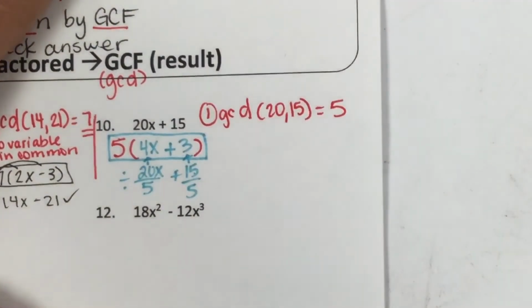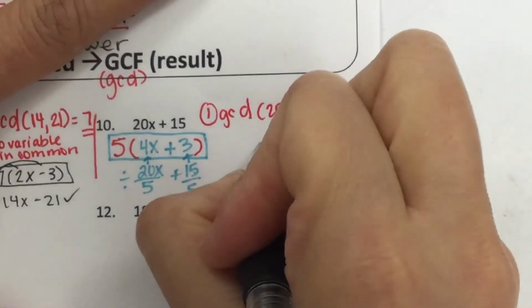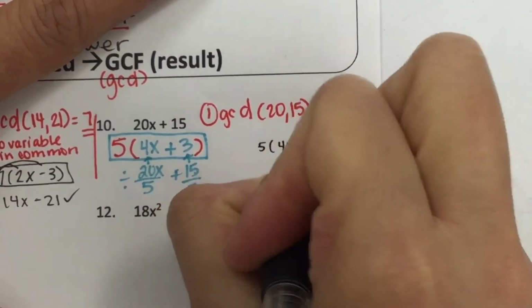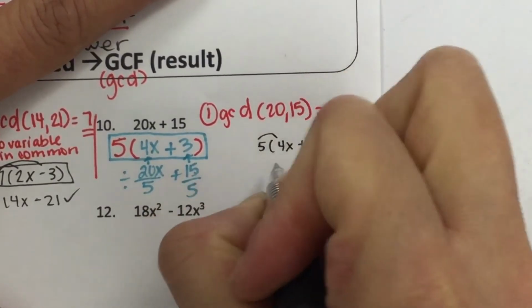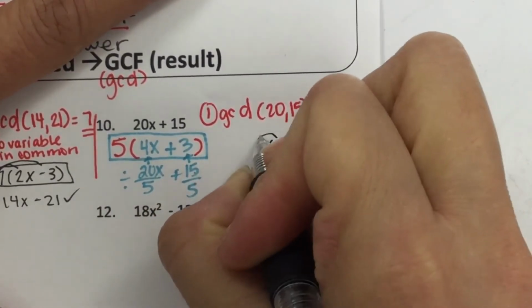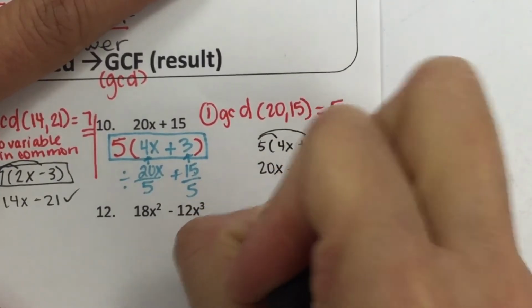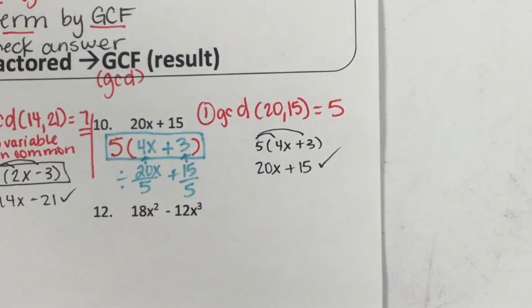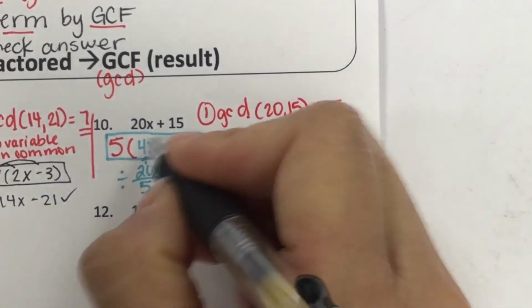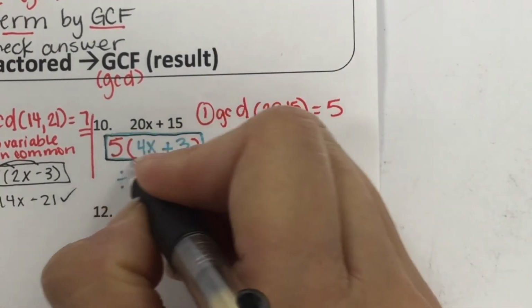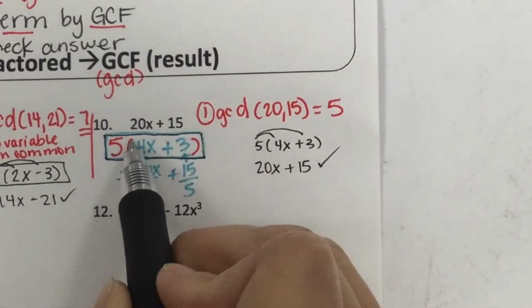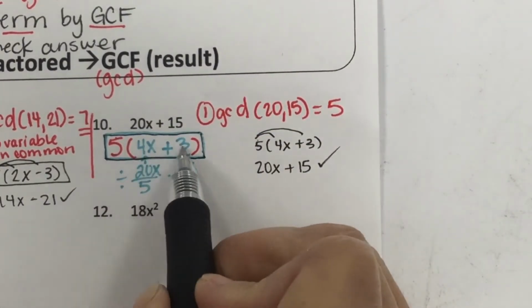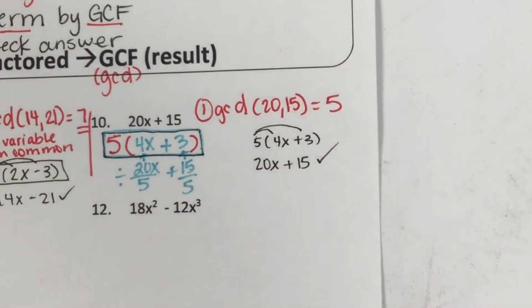So then when you check it off, you take 5 times 4x plus 3 and you check. 5 times 4 is 20x. 5 times 3 plus 15, and it checks off. So this is your answer. 5 parentheses 4x plus 3, close your parentheses.